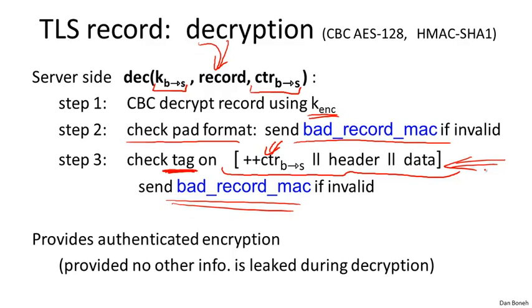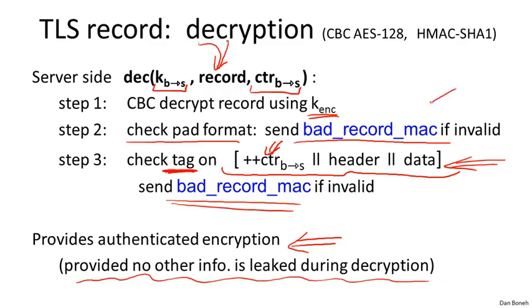Now, we already mentioned that this particular approach to authenticated encryption, namely MAC then encrypt using CBC encryption, is in fact authenticated encryption. However, it's only authenticated encryption if no other information is leaked during decryption. And we're going to see some cute attacks on TLS if there is information being leaked during decryption.